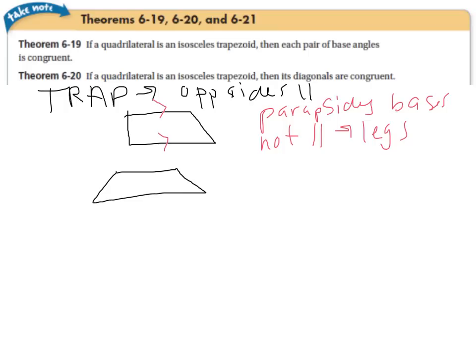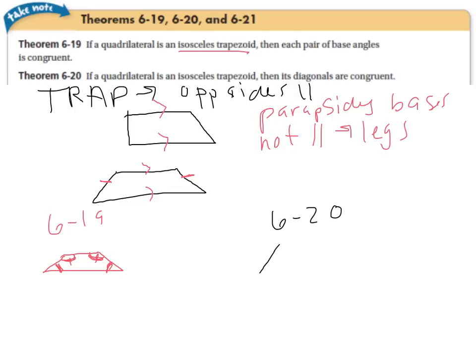When I'm talking about an isosceles trapezoid, this is typically how you see trapezoids drawn. I still have my bases that are parallel, but my legs will always be congruent in an isosceles trapezoid. Theorem 6-19 says if a quadrilateral is an isosceles trapezoid, then the base angles are congruent. So this angle right here is congruent to this angle, and this larger angle is congruent to this larger angle. The two angles that lie on a base side are congruent.